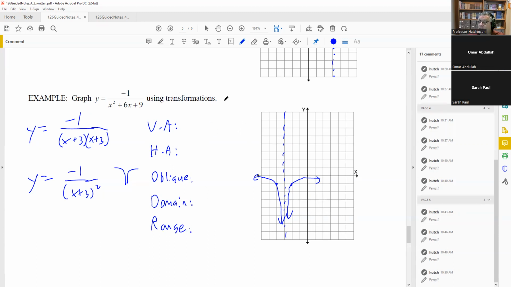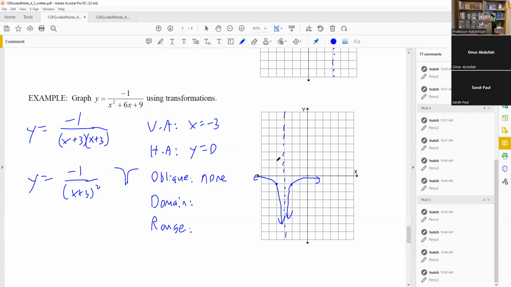Vertical asymptote is the dotted line here. That's going to be x equals -3. The horizontal asymptote is at 0, so y equals 0. Where that goes to, you can see. Oblique is going to be none because we have a horizontal asymptote. Okay, so there's no oblique on this one.